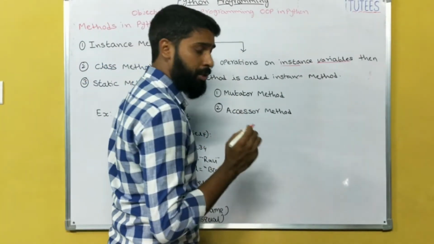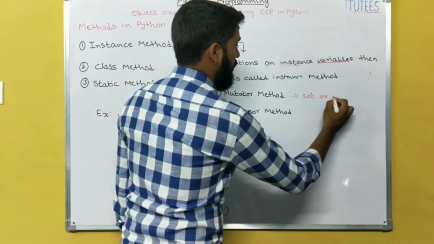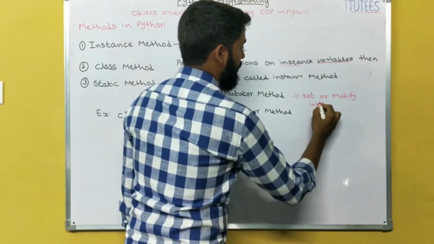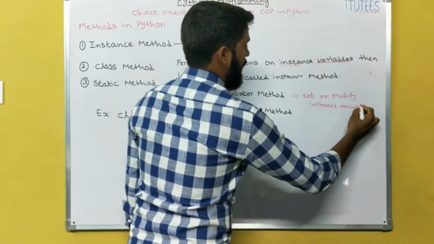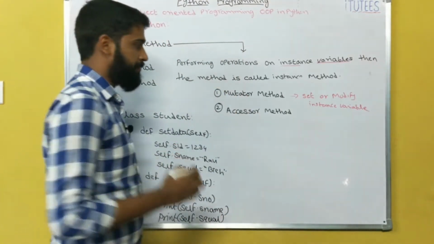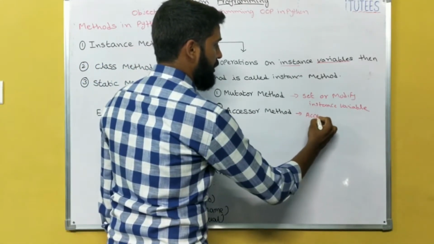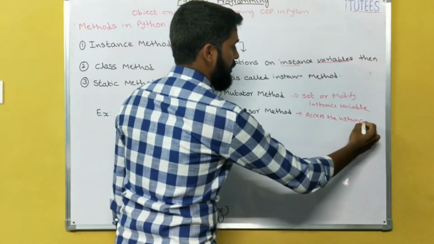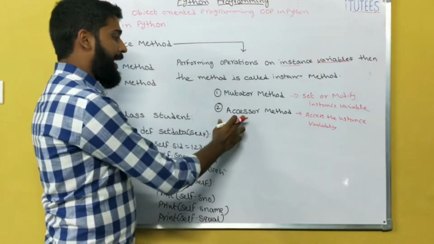So what does mutator method mean? If you set or modify an instance variable, then those methods are called mutator methods. And what is an accessor method? If you access the instance variables, then the method is called an accessor method.